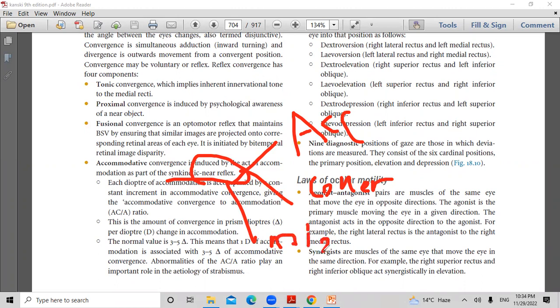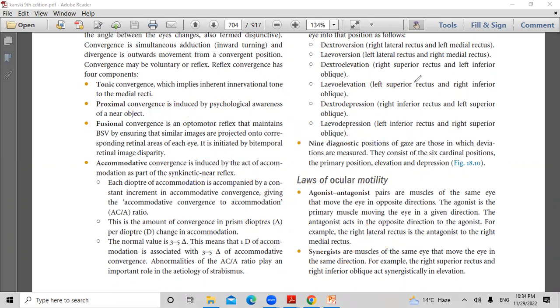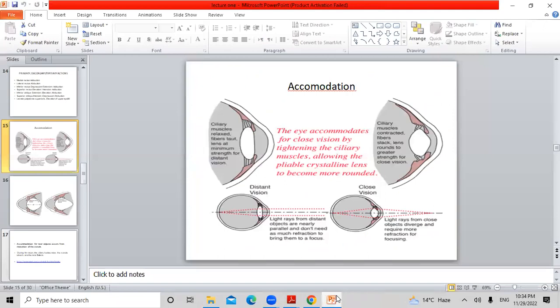Number three is the miosis. This is the near triad. So we have accommodation, convergence, and miosis. This is what we call the near reflex or the near triad. So it's three components. Okay. What is the accommodation and how does it occur? Before I explain this part in Kanski, let us understand the accommodation, because if you understand it, everything becomes easier.